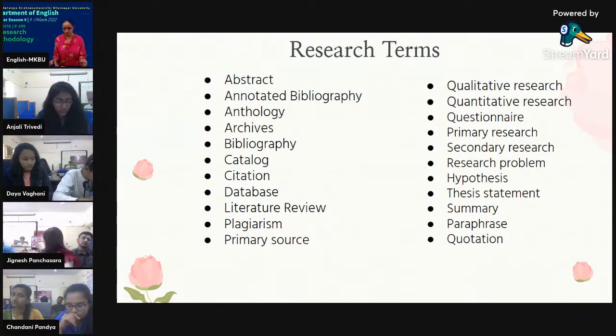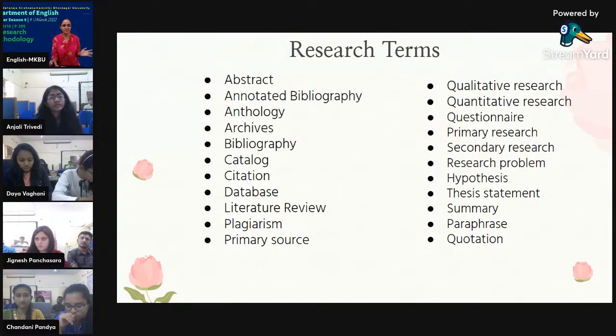Then catalog. A catalog is also observed now in many restaurants, that tells each and every item. It can be observed in a library also, which lists the books available in a particular library, and it can be available in digital form also. Like we have the catalog of our central library on the MKBU website, and in that we can find the list of all the books which are available in the central library.